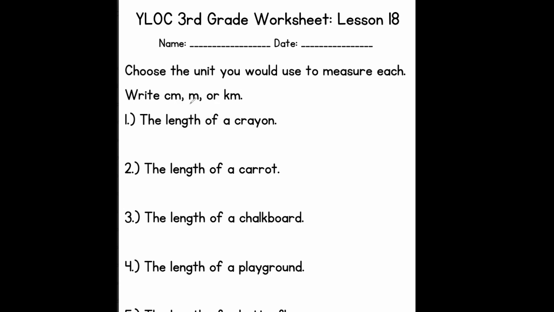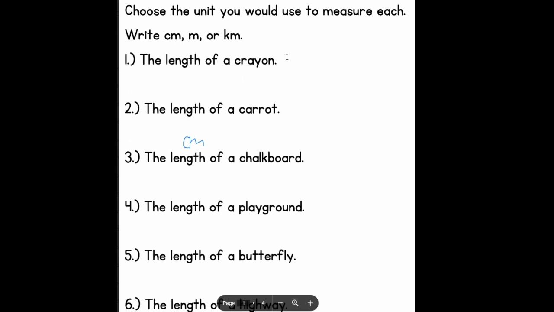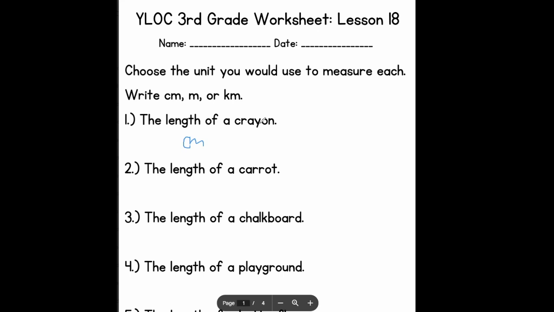Actually, in order from smallest to largest. The length of a crayon, pretty small, would be a centimeter. 100 centimeters is 1 meter. Anything with centi before it is usually 100 times greater than something without a centi in front of it. So a centimeter is 100 times smaller than 1 meter, and so on.